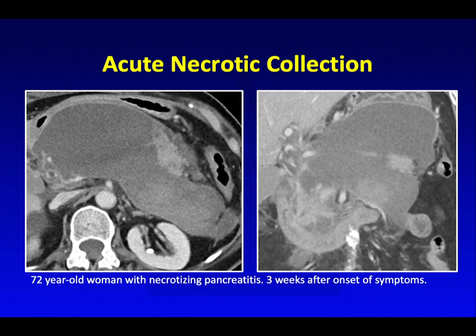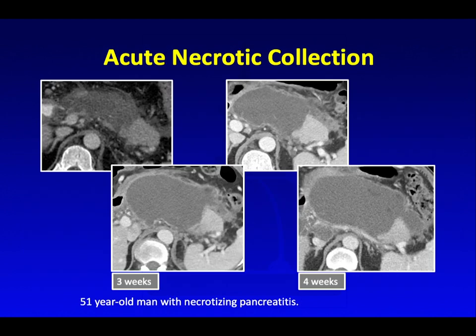So this is an example of an acute necrotic collection. You can see this large peripancreatic fluid collection that has a lot of both fluid components and also soft tissue components, so you can tell that this is a more complex acute necrotic collection. And this is another example, again, you can see that it's a heterogeneous collection with both fluid and a little bit denser soft tissue components.